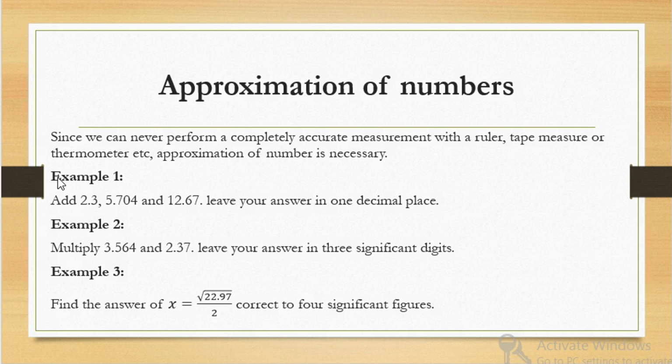Now let's take example 1 to illustrate this. Add 2.3, 5.704 and 12.67. Leave your answer in one decimal place. We are asked to add these and leave our answer in one decimal place. If we add up these numbers, we have 4 here. 0 plus 7 is 7.